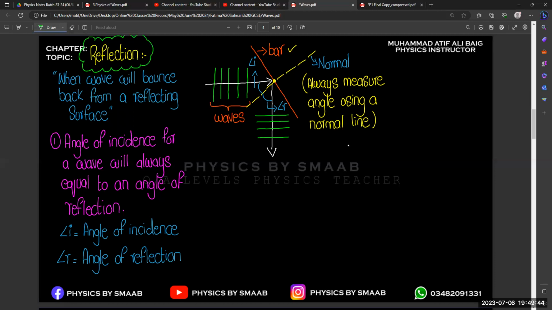First, the properties of waves. And the second one is refraction.